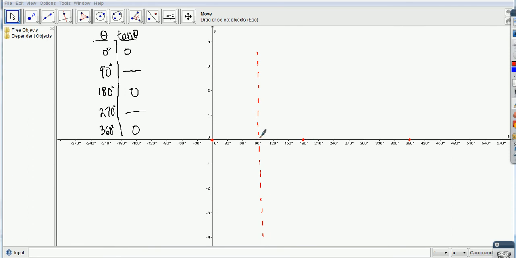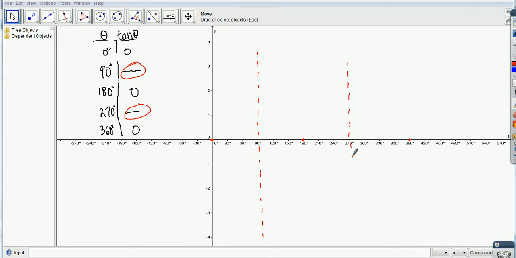So where else is there a dash line then? 360. Come on. 180. Look, the dashed line is at 90. Okay, the other dash line is at 270. All right, so let's put a dash line at 270.